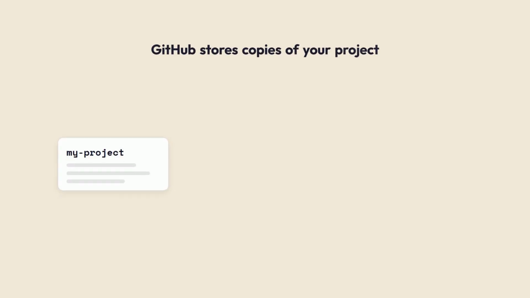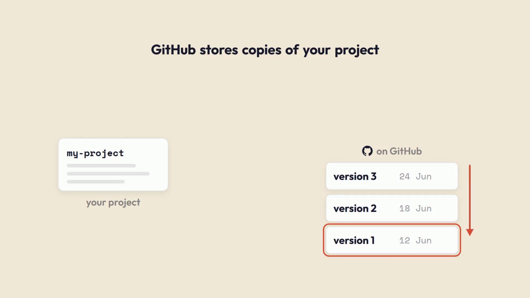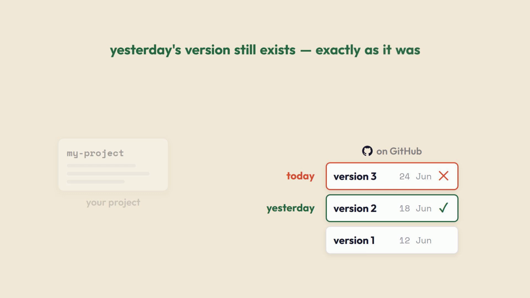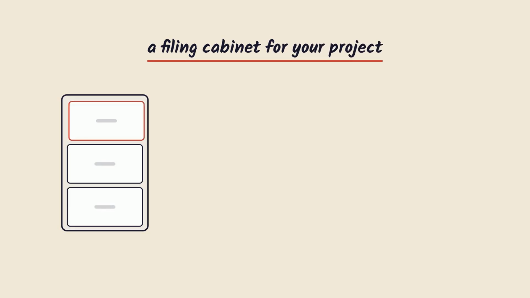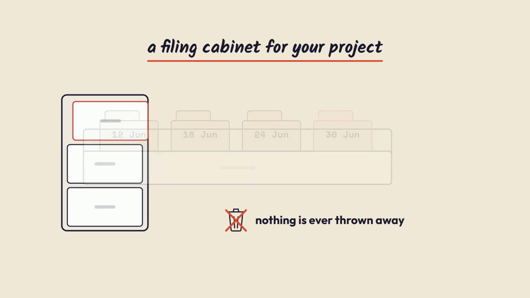GitHub is a service that stores copies of your project. Each time you send your work to it, GitHub keeps that version alongside every version you've sent before, in order, going back to the very first one. So if today's version is broken, yesterday's version still exists, exactly as it was. A reasonable way to picture it is a filing cabinet for your project, where every version you send gets its own folder with a date on it, and nothing is ever thrown away.